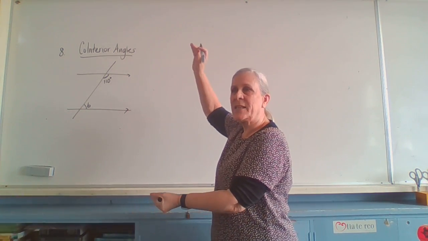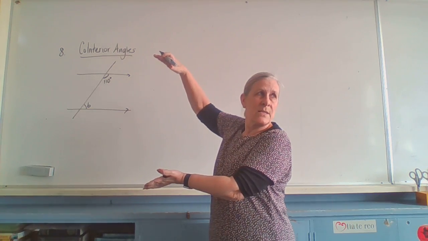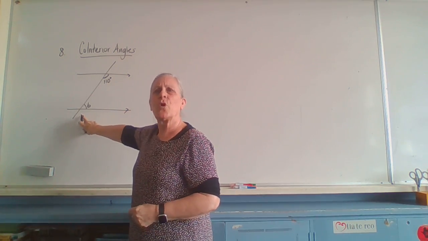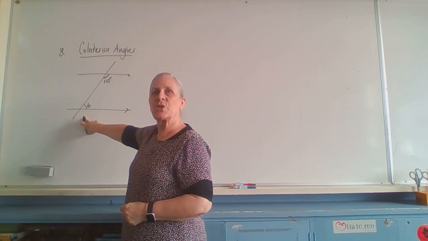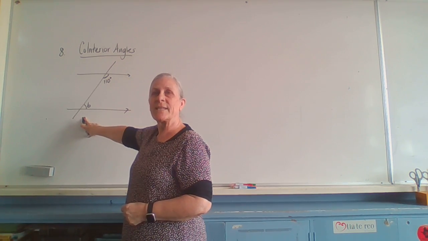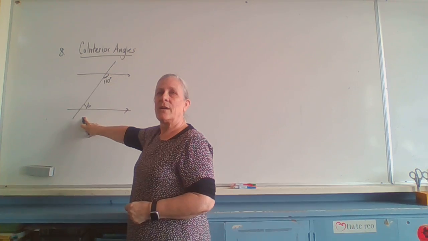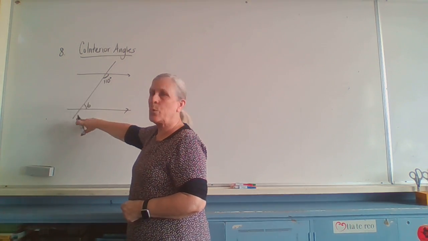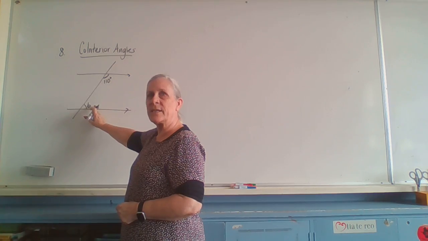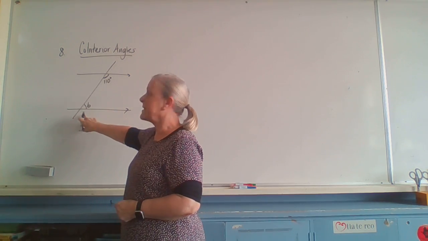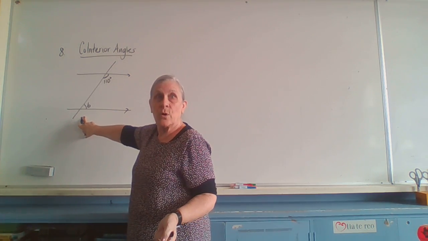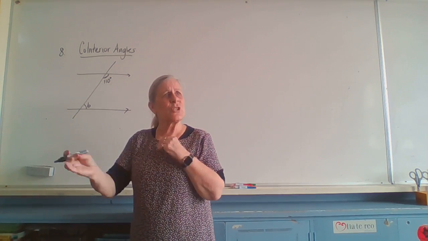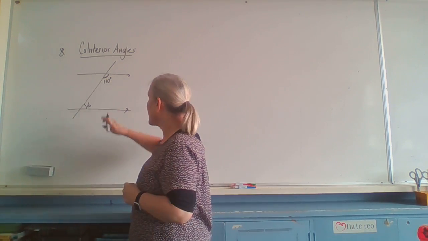Now, if we squash that parallel line together, we've got this one here. So what rule would we use if we'd squashed it together? Esther? Angles on a line add to 180. Good. Angles on a straight line add to 180. So we know that this relationship is 180. We know this one's the same as this one using what rule? Corresponding angles. Good.